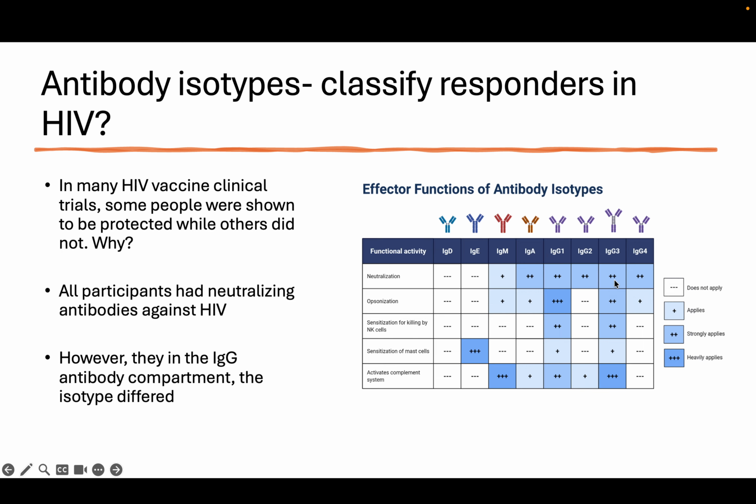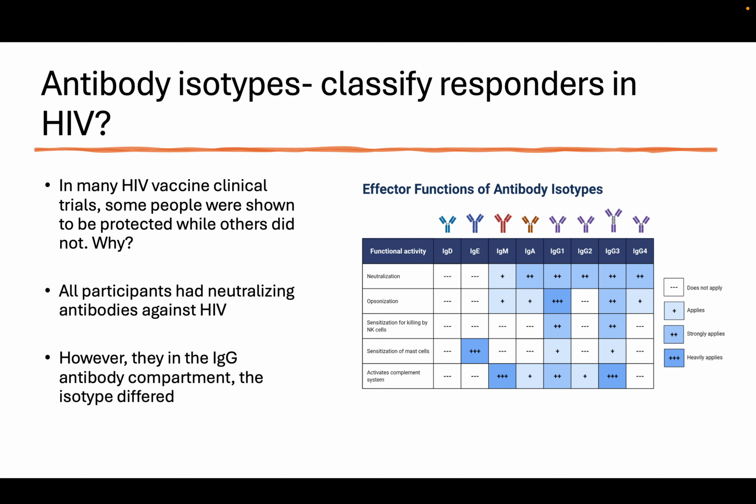IgG1 and IgG3 are extremely good at activating NK cells and also your complement system. IgG2 and IgG4 are not. They're very bad at activating your NK cells. They do not at all, actually. And they're very poor at activating your complement system. So they don't do that well.